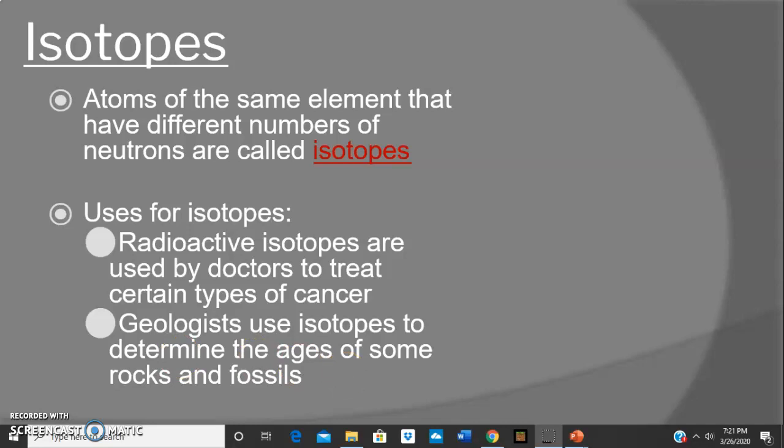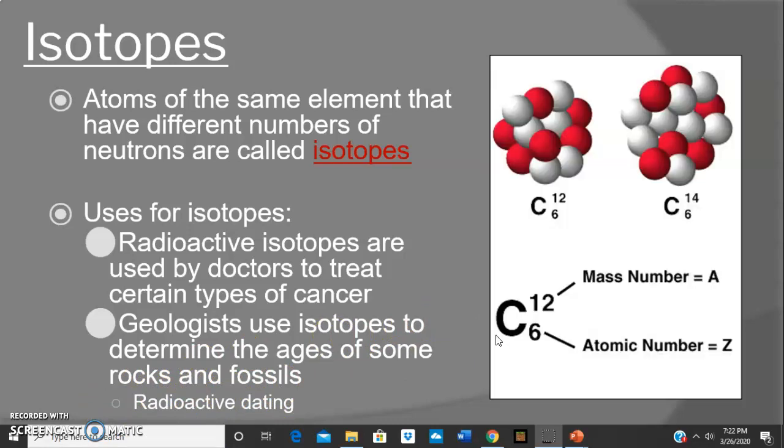This is how we can determine the relative age of the Earth. For example, they found zircon crystals in Australia, and geologists were able to use radioactive isotopes in those crystals to find out that our Earth was over 3 billion years old. And we call that process radioactive dating. Right, so this is how our isotopes work.